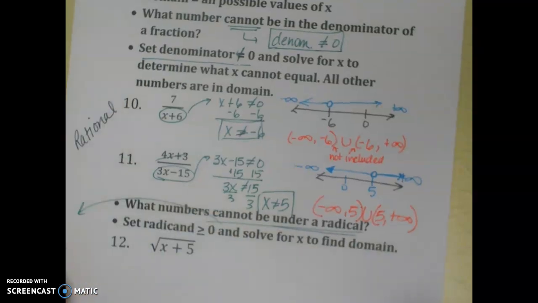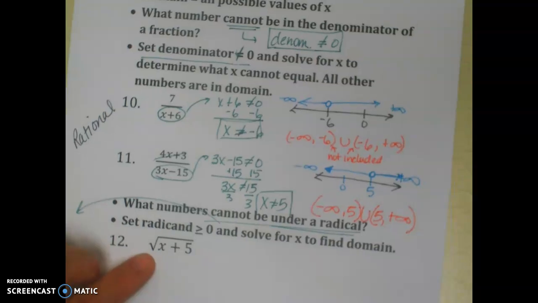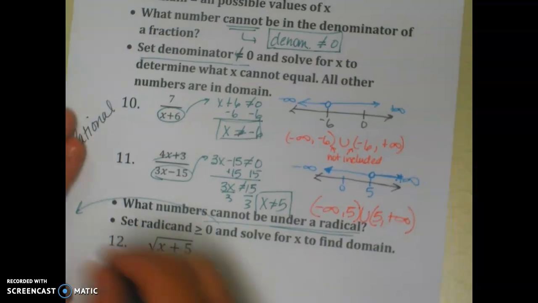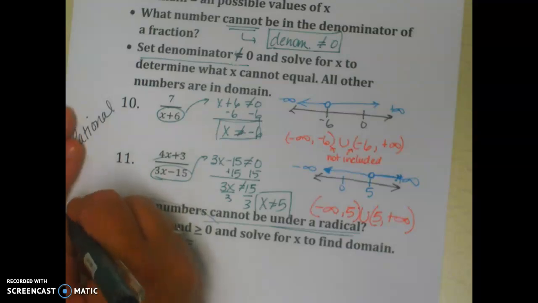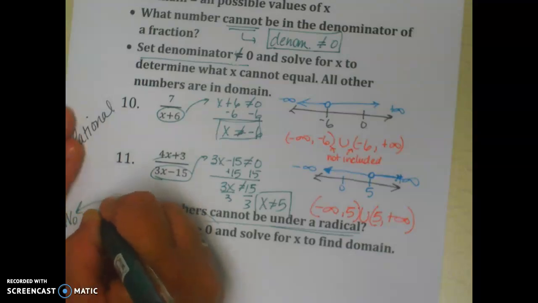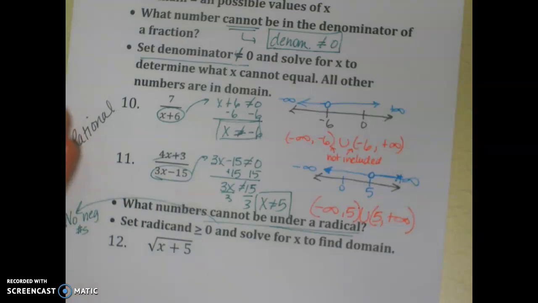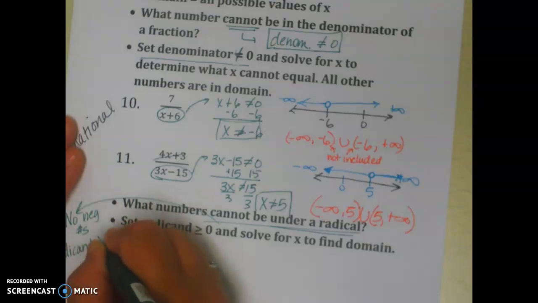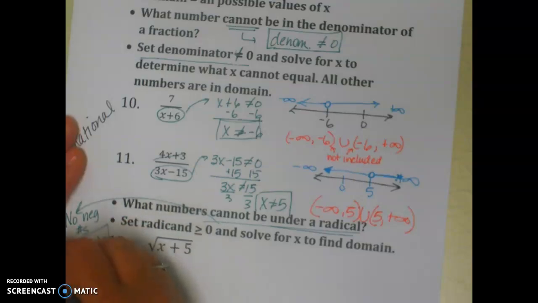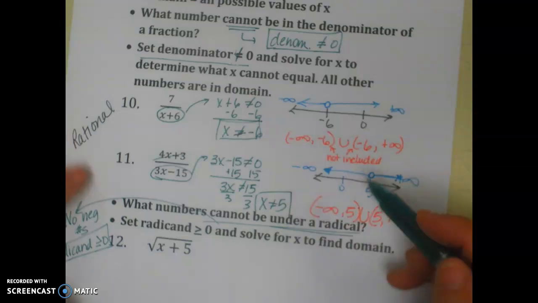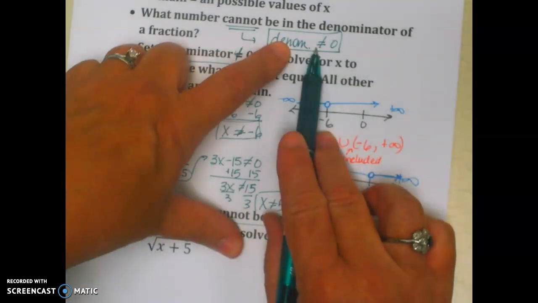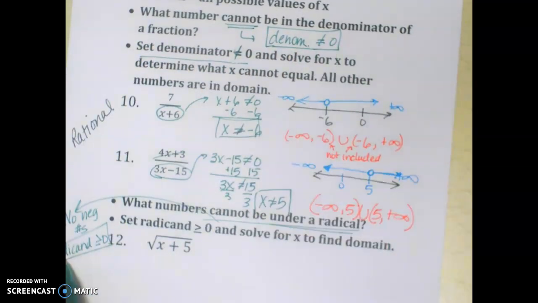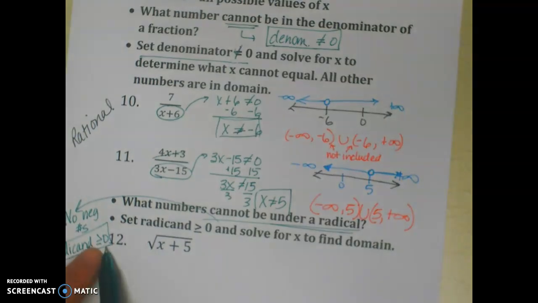Right? Now this is a little bit different. You can have 0 under the radical because the square root of 0 is 0. But what you can't have under the radical is negative numbers. There can be no negative numbers under the radical. So that means that your radicand, the thing underneath the radical, has to be greater than or equal to 0. Okay? So for the denominator, whatever's under the denominator cannot equal 0, but whatever's under the radical has to be greater than or equal to 0 so that it's positive.